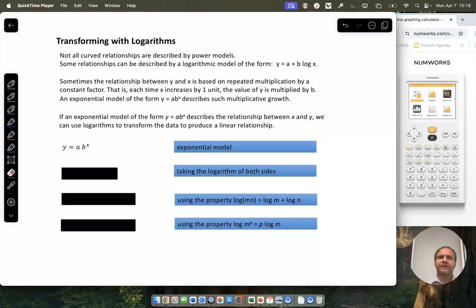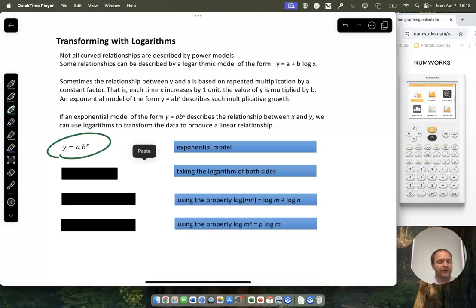So we've already looked at how not every relationship is a power model, that some curve relationships might be exponential or logarithmic. And a logarithmic model is of the form y equals a plus b log x. And we're going to look at that. One thing we're going to keep in mind is how is that created for us? And so we have right here y equals a times b to the x.